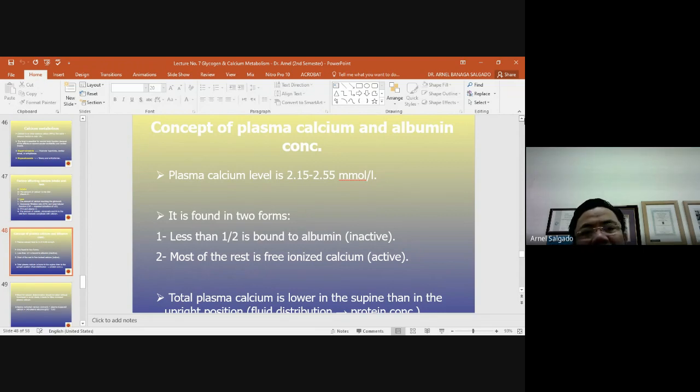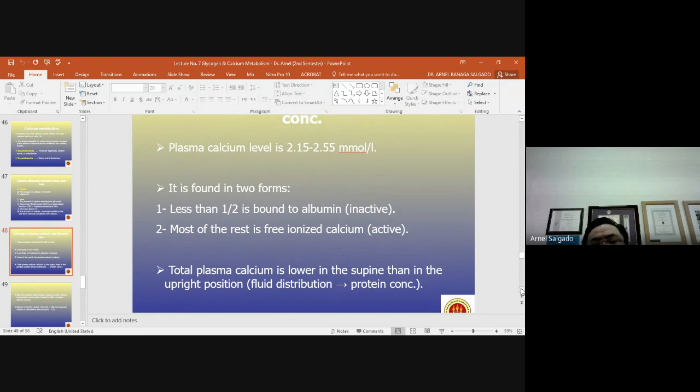So the plasma calcium level is around 2.15 to 2.55 millimoles per liter. All right. And this can be found in two forms: less than half is bound to albumin, that is inactive, and most of the rest is free, free floating in the plasma, and can go everywhere, particularly in your bones. That is the ionized calcium. That is a charged calcium, calcium plus.